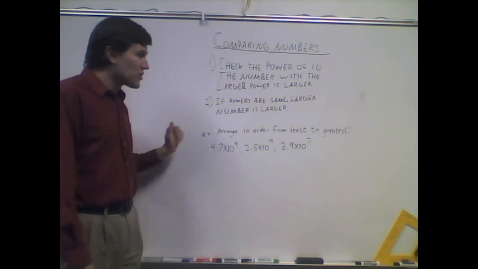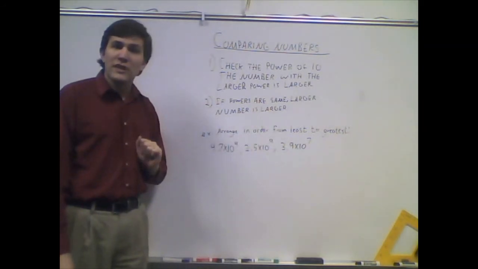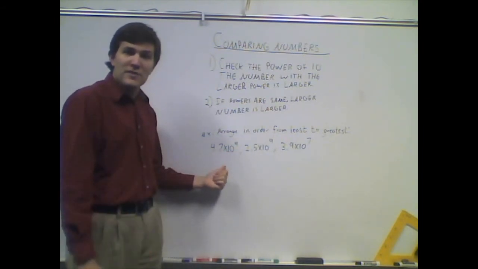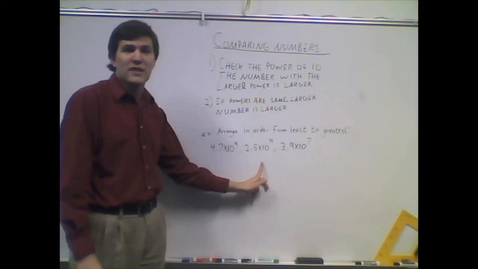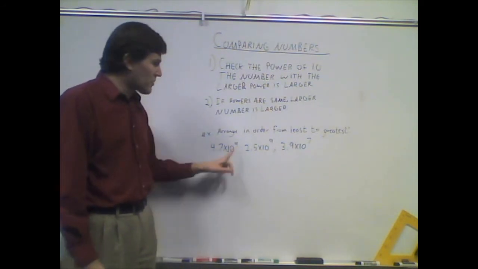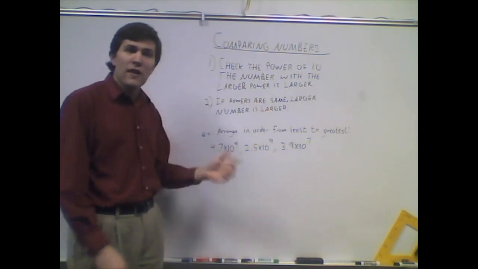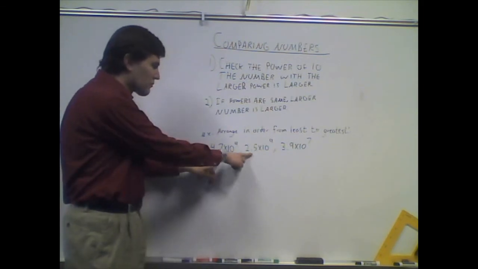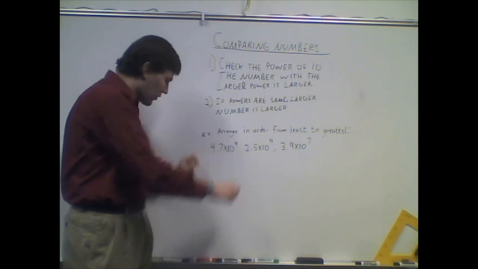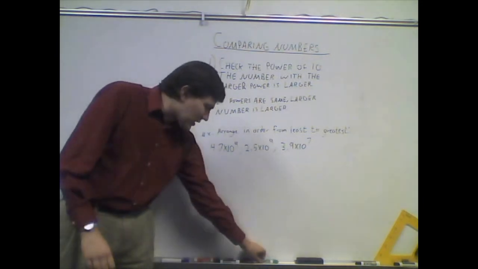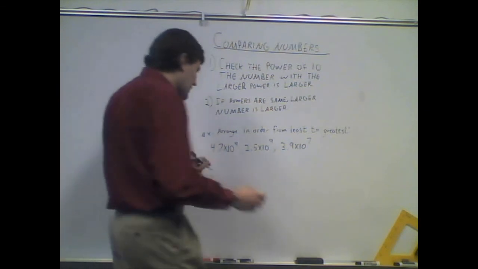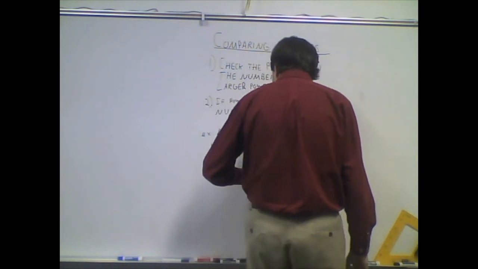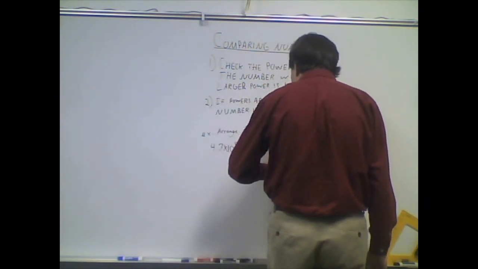We need to arrange these three numbers in order from least to greatest. So we'll start off and we'll compare these two numbers, 4.7 times 10 to the 9th and 2.5 times 10 to the 9th. First step is we look at the powers. These are both to the 9th power, so we have to move on to the second step. Since those powers are equal, we need to compare the numbers. 4.7 is bigger than 2.5, so I'm going to write this right now with 2.5 times 10 to the 9th is less than 4.7 times 10 to the 9th.